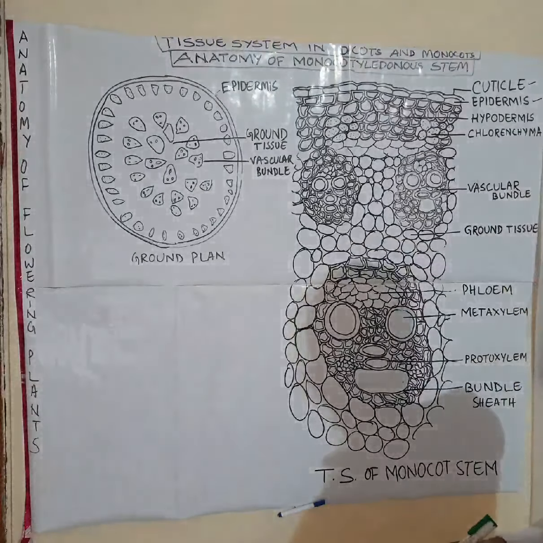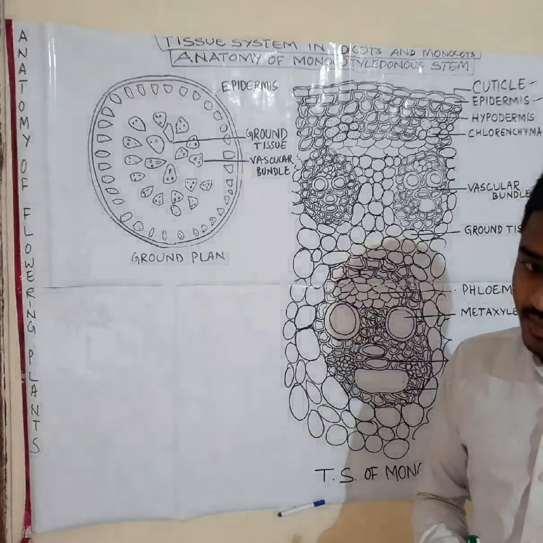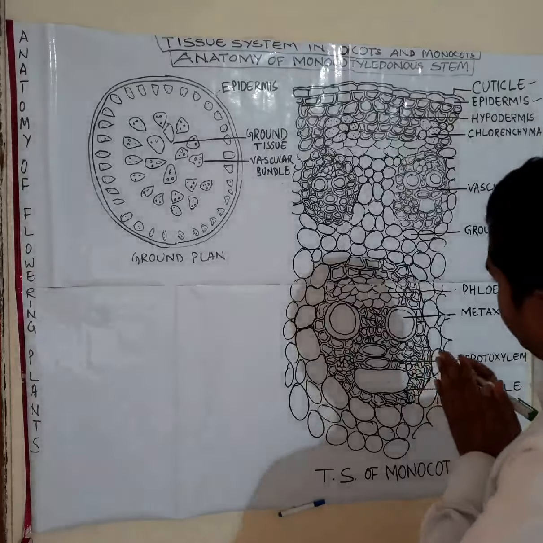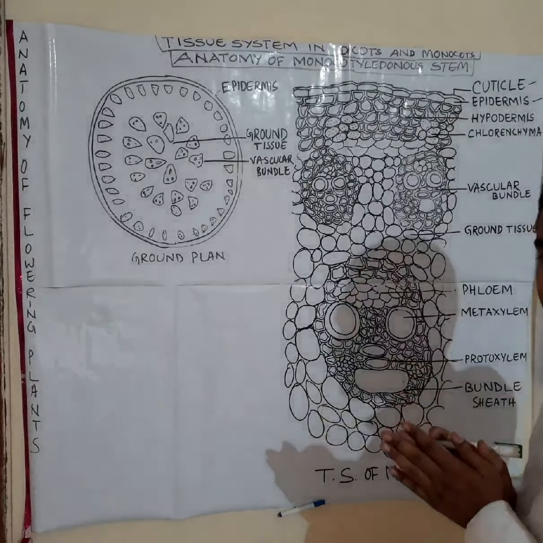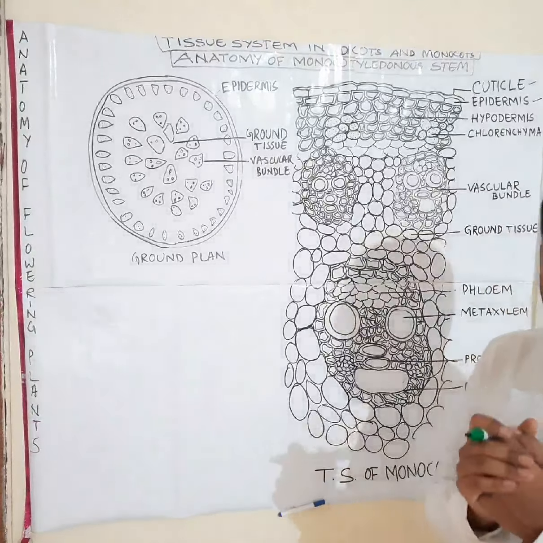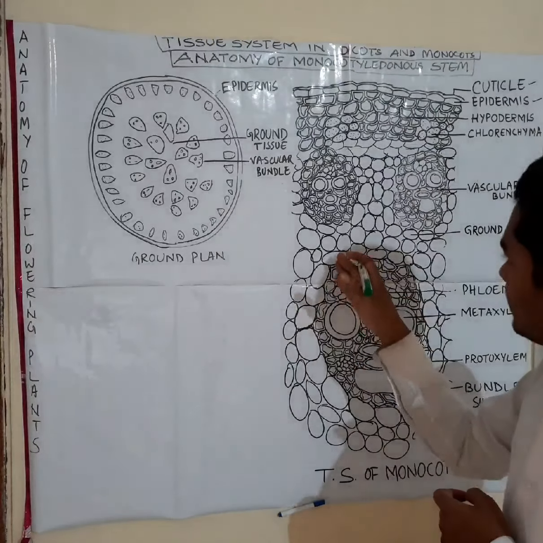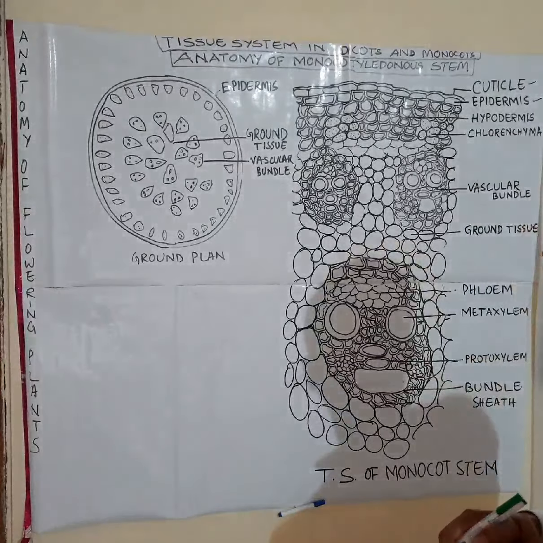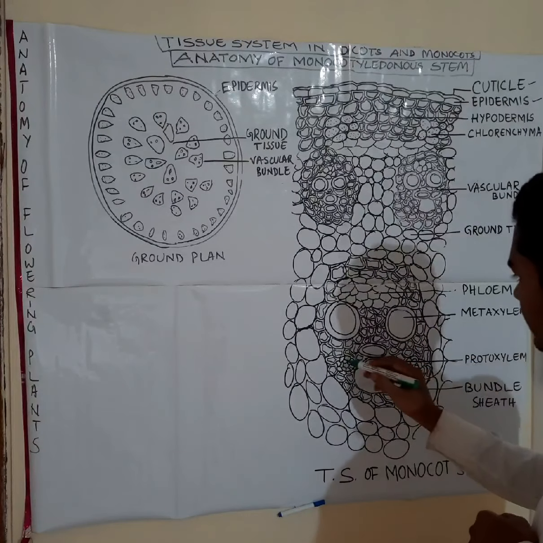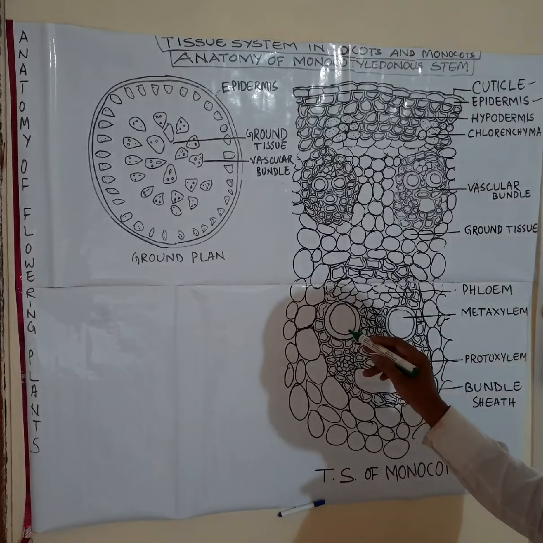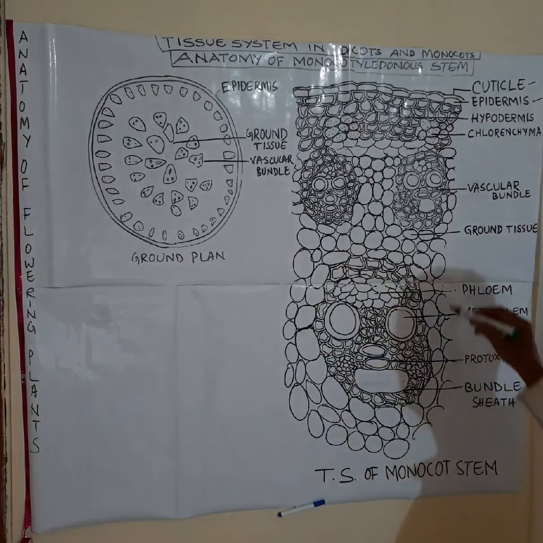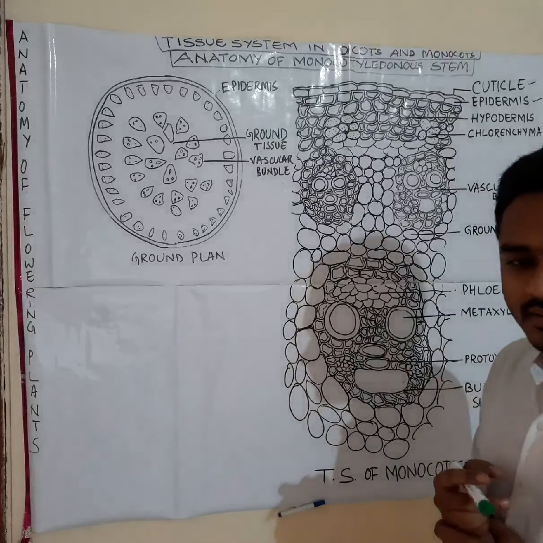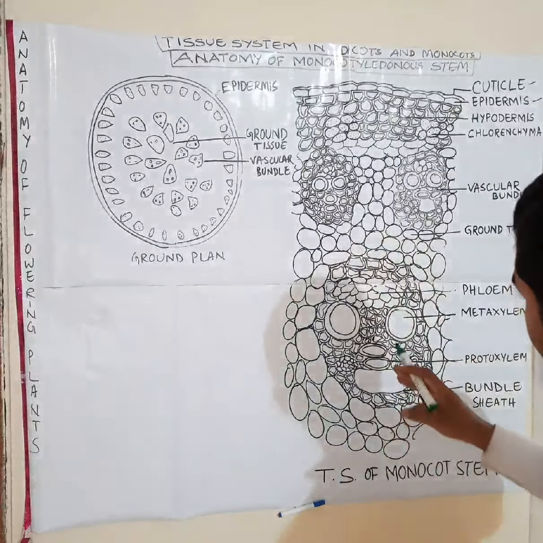This sclerenchymatous layer is known as the bundle sheath, and this is the large conspicuous parenchymatous ground tissue. So this is your bundle sheath, made up of sclerenchymatous cells, and these large ones, which are conspicuous, are of parenchymatous nature. Then you have the vascular bundles.